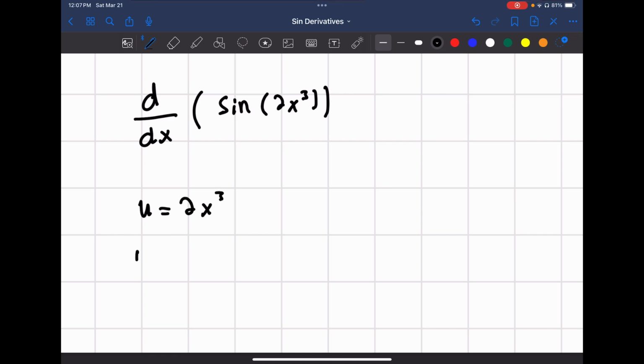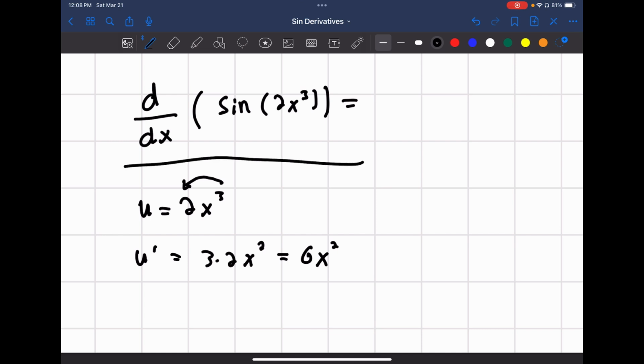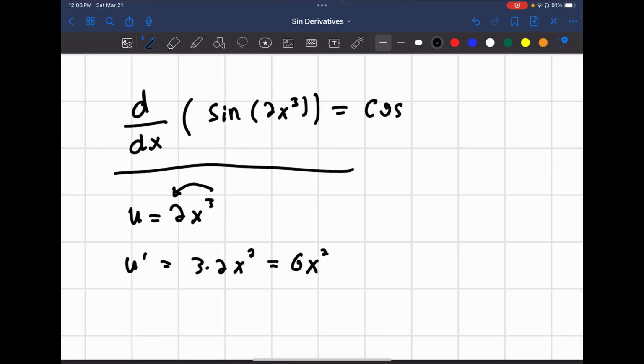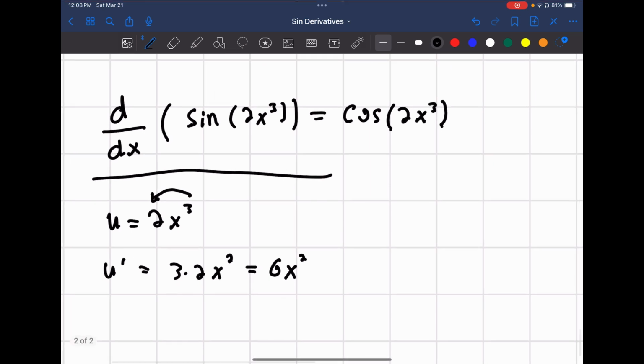The derivative of this will be, so you bring the power 3 down, so it would be 3 times 2x, and then 3 minus 1 would be 2, which is equal to 6 times x to the power of 2. And then to solve for this, we would write cosine 2 times x to the power of 3 times 6 times x to the power of 2.